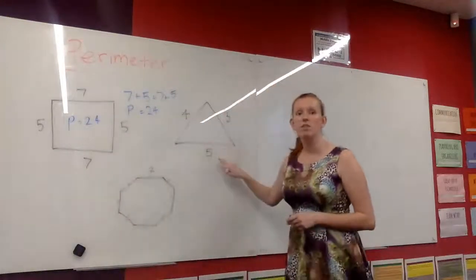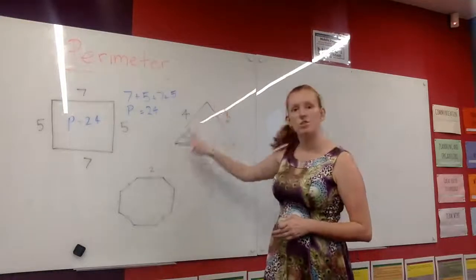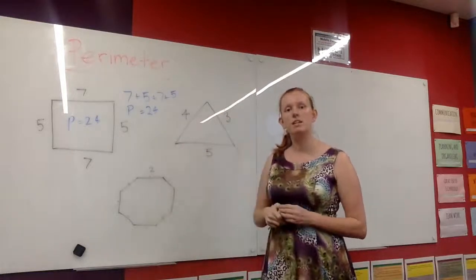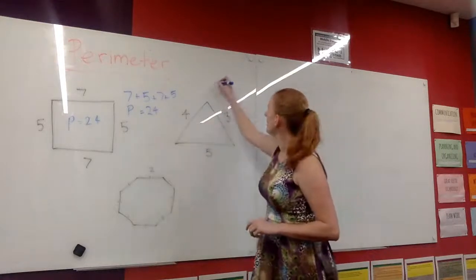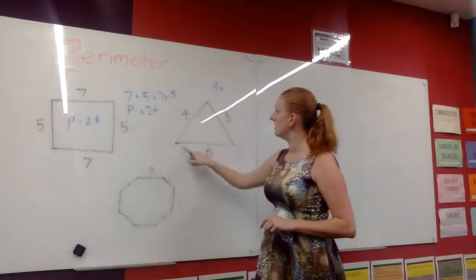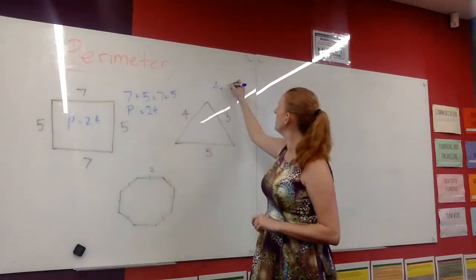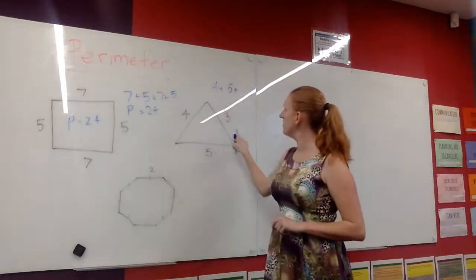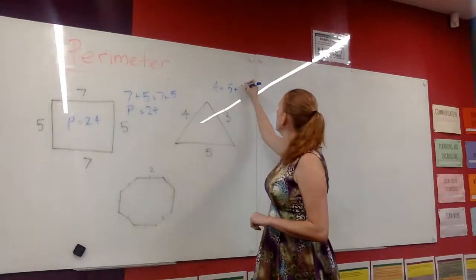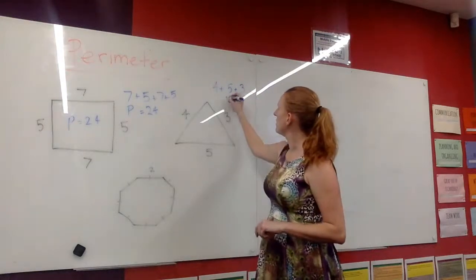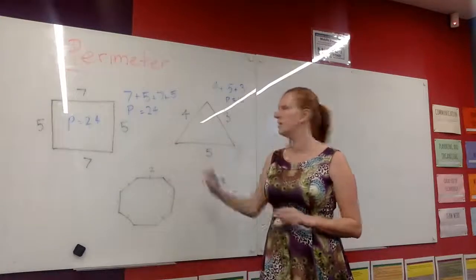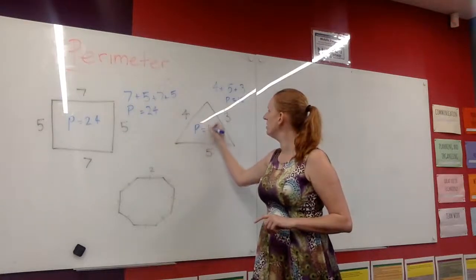Now we do the same thing for the triangle over here. It's got 3 sides, so there are 3 numbers that I need to add together. This length here is 4, so I'm going to write 4 plus the next length down here, which is 5, plus 5, then the third length is 3. So 4 plus 5 plus 3 gives me 12, so I write P equals 12. I'm going to pop that inside my triangle.